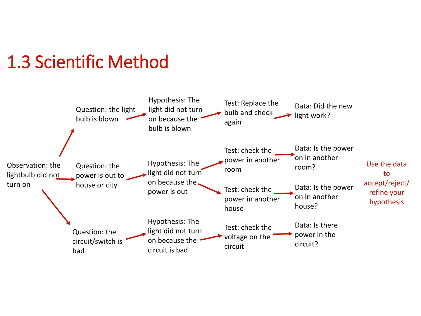Right, and so here's just a linear layout of what we just worked through in the scientific method, based on our initial observation that the bulb didn't turn on. Some initial questions: maybe the light bulb is broken, maybe the power is out, maybe the switch is bad. And each of those will have a hypothesis, that the light didn't turn on because the bulb was blown. Well, how would I test that? I would test that by replacing the bulb and checking again. And the data you would collect: did the new light bulb work, or did the light still not turn on?